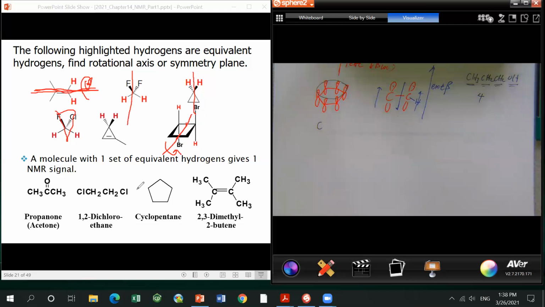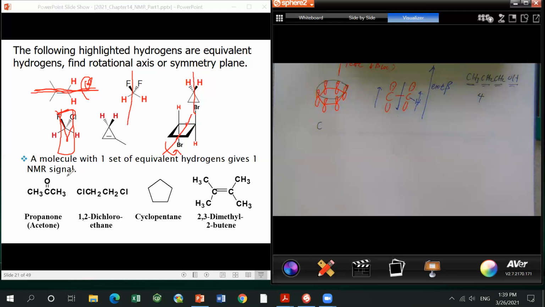All right. So this one, the symmetry plane actually passes through fluorine, carbon, chlorine. Somewhat hard to draw it. So one hydrogen on your left, one hydrogen on your right. So this symmetry plane just passes through this molecule. That's what we call a symmetry plane.